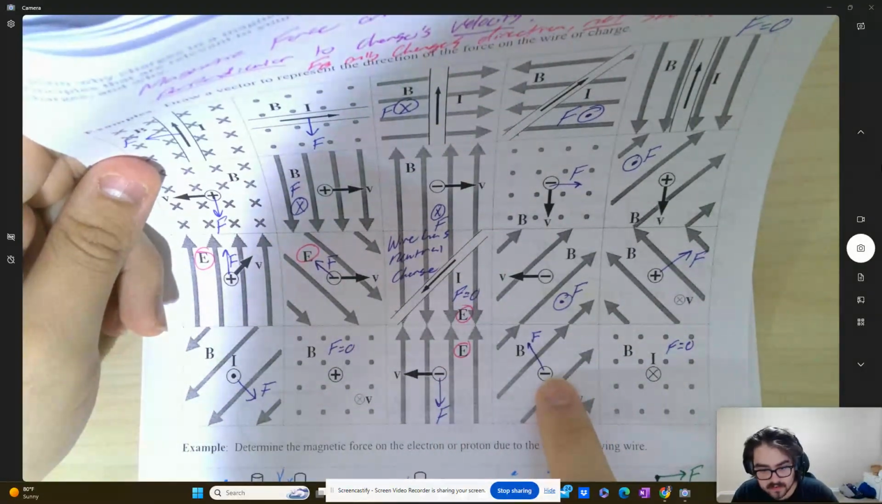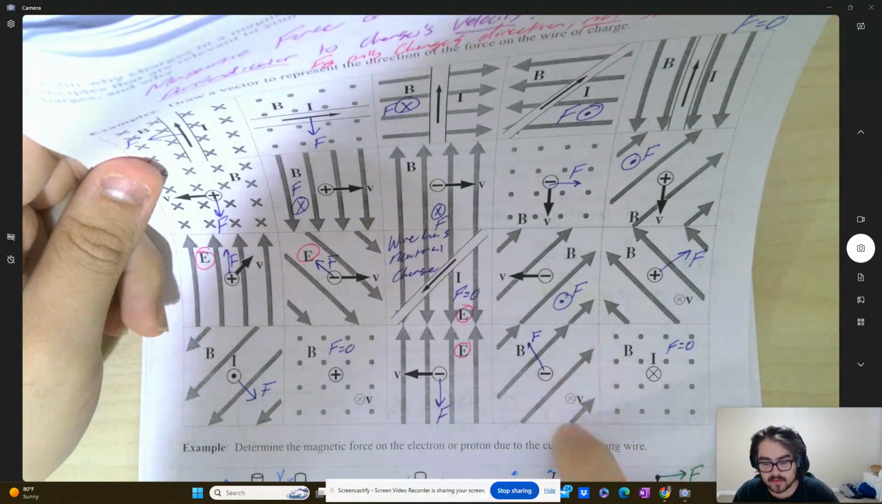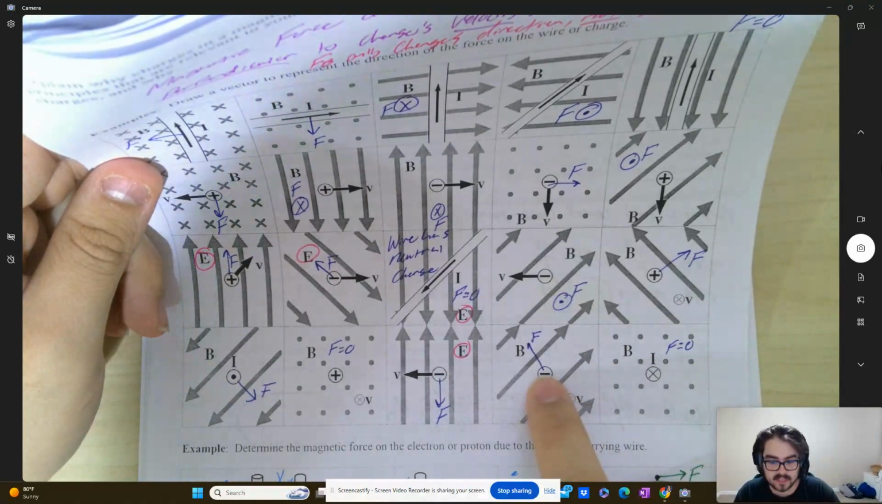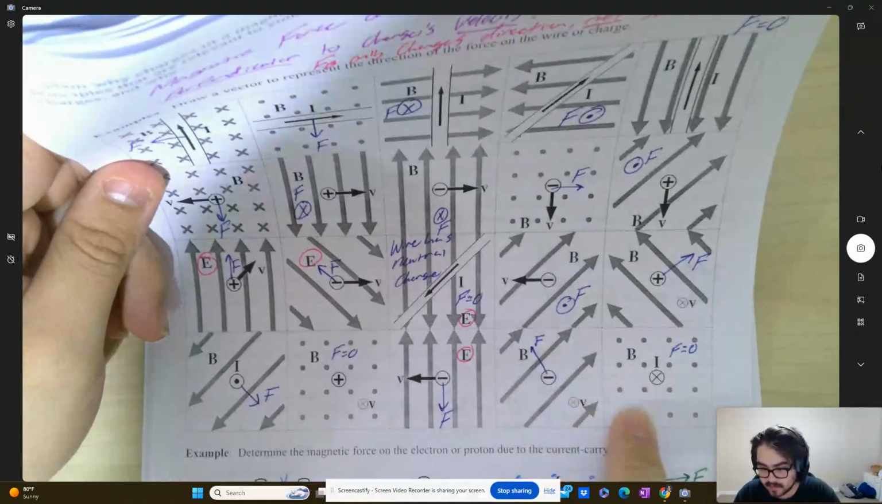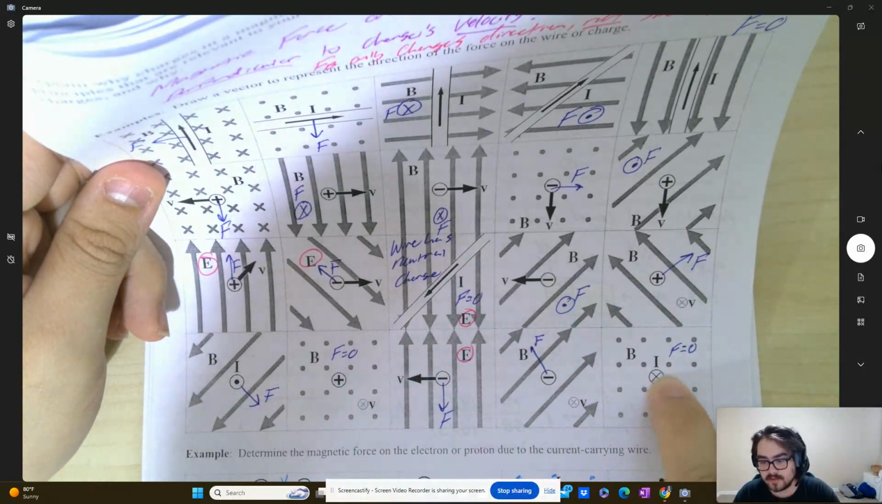Negative charge in a B field, the B field's going up and to the right. Velocity's going into the page. Use your left hand rule because it's negative, and you get a force going up and to the left. And then here again, it's moving parallel, so it would just be 0.